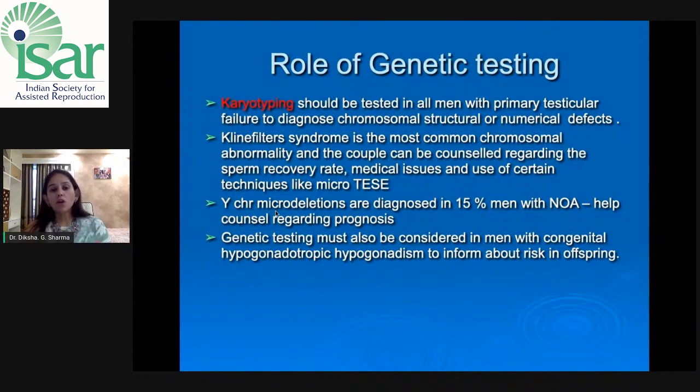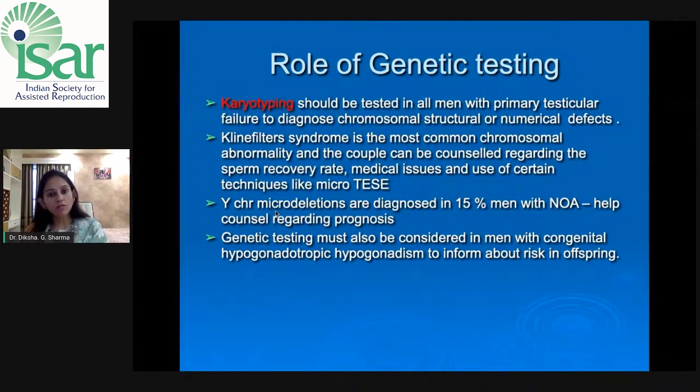In the next part of the lecture, I'll be covering the role of genetic testing: what all genetic tests should be offered and how they would help in your management. So, a karyotyping should be tested in all men with primary testicular failure. This will help to diagnose whether there are any structural or numerical chromosomal defects. Out of all the genetic causes which are possible, Klinefelter's is the most common chromosomal abnormality.